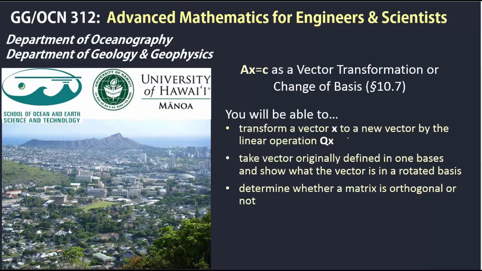After taking careful notes of this video, you will be able to transform a vector x to a new vector by a linear operation, A times x, or in this case, Q times x, A and Q both being square matrices. You'll be able to take a vector originally defined in one basis and show what that vector is in a rotated basis. And last, you'll be able to determine whether a matrix A or Q is orthogonal or not.